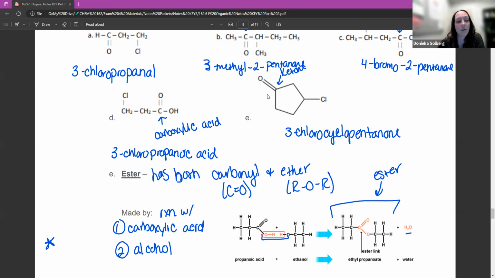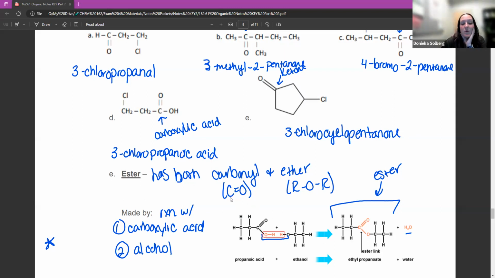And I have a cyclo over here. So this would be C double bonded O. This would be a ketone. This has carbons attached to it, but remember, this is always carbon 1. So you don't have to tell me where carbon 1 is. This is just 3-chlorocyclopentanone. Not fun. Okay, and the final type of oxygen group that we have is an ester.